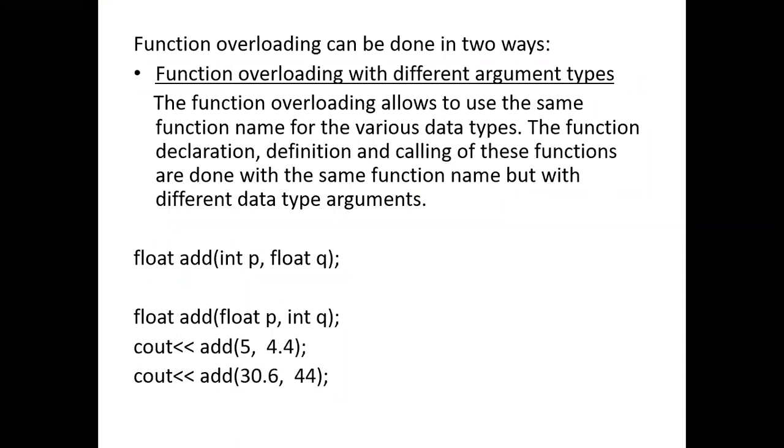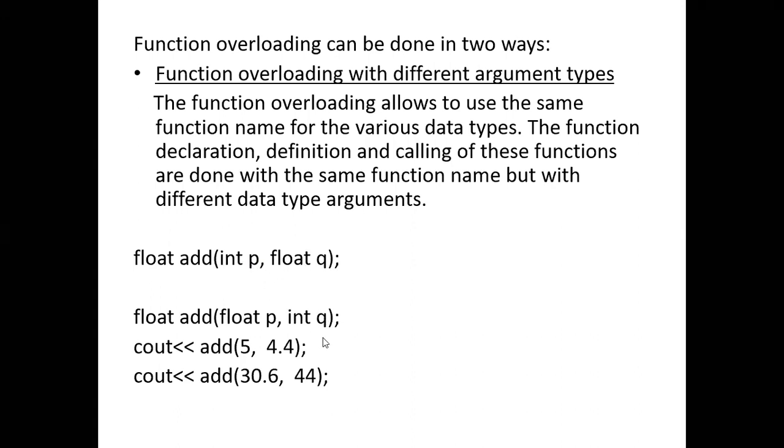So 2 integer, 3 integer, 4 integer. Another example can be that we use the same arguments but in different order. If you see here, we have integer, float, and then float, integer. So one integer, one float, but the order is different. First we are calling the integer, then float. Here we first pass the float, then the integer.